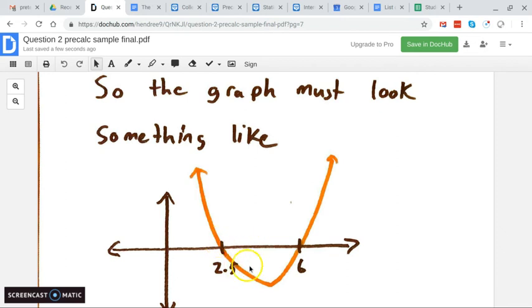Okay. But there's lots of variations on what this graph could look like. But only one of the options of the 4 will have all those 3 things going for it. So I hope that helps clear question 2 up a little bit.